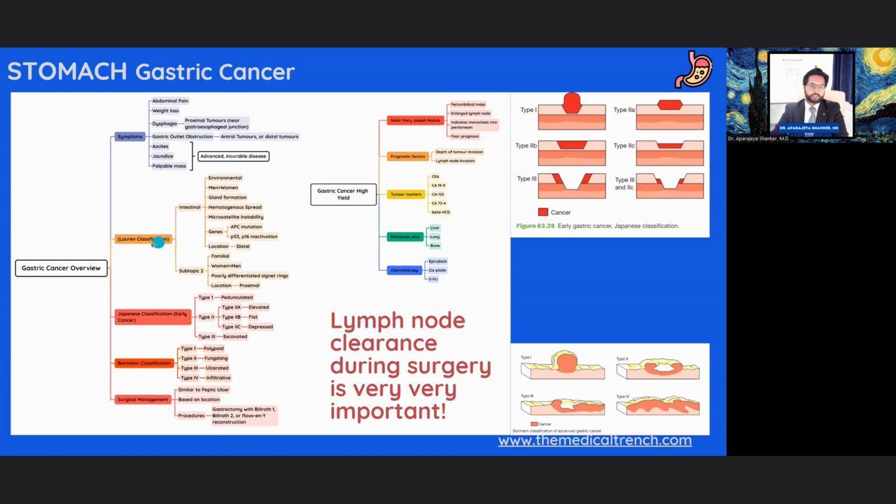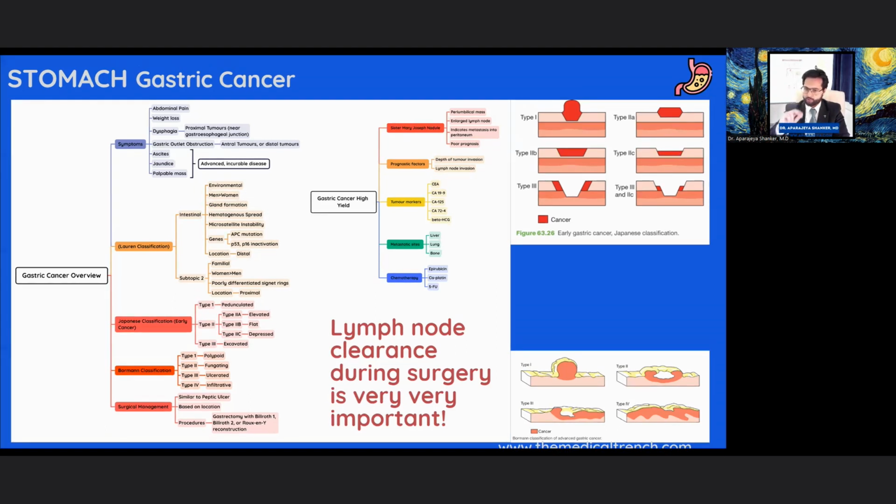So you have this thing here called the Lauren classification, which divides gastric cancer into two. You have intestinal causes, or you have environmental causes like familial, poorly differentiated signet ring pathologies, right? And the only way to differentiate whether this gastric cancer tumor was caused by an intestinal cause or a gastric cause is through the use of a biopsy. So you take a biopsy sample and then you look at it and see what kind of pathology you see.